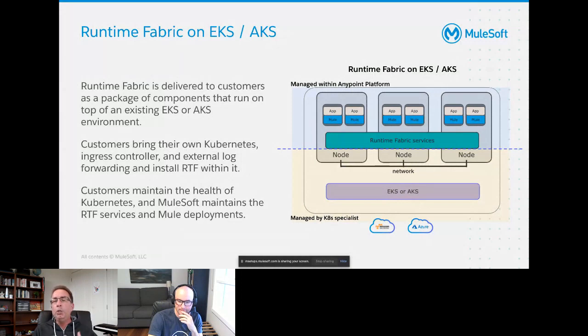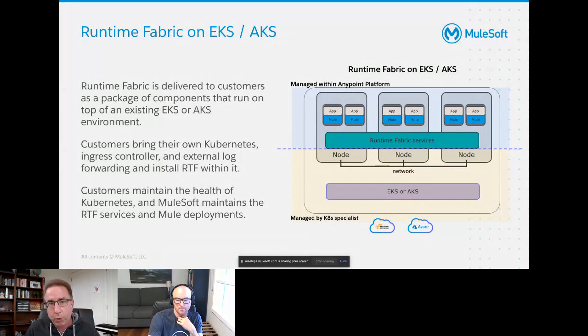So it's essentially bring your own Kubernetes, right? And all of the goodness that Kubernetes comes with, things like ingress controller, external log forwarding, etc. That is something that you control, right? The only thing we put on top of that is now the Runtime Fabric services and the actual Mule deployment, so the Mule apps and the different runtimes. So this model gives you a lot more control over how you want to use Runtime Fabric and where you want to deploy it.